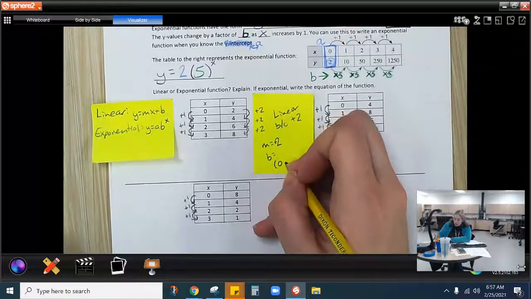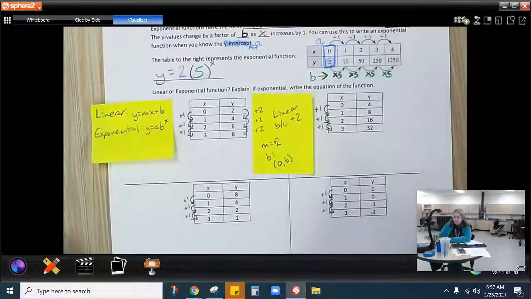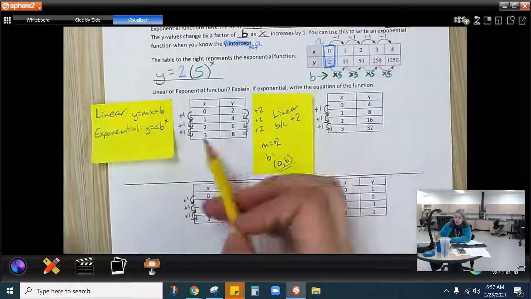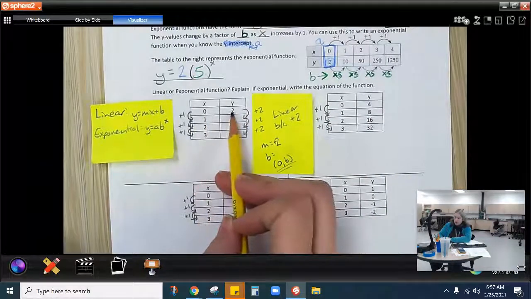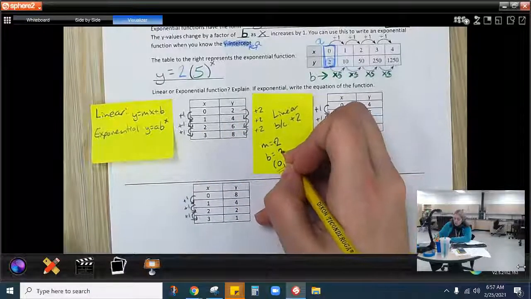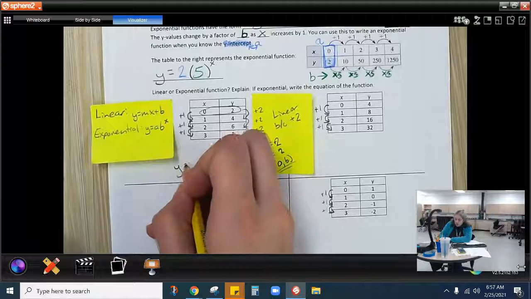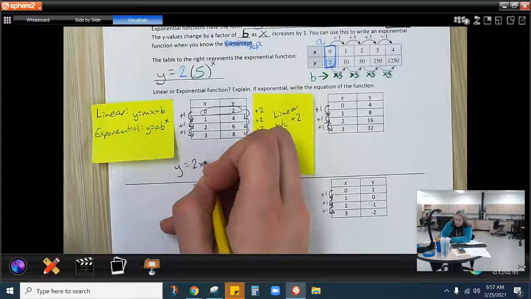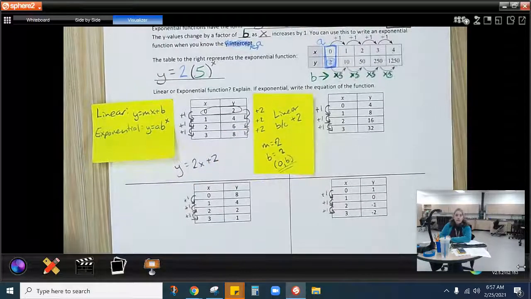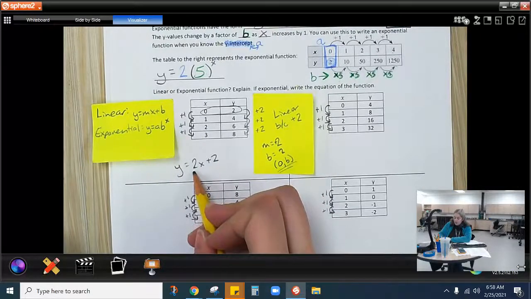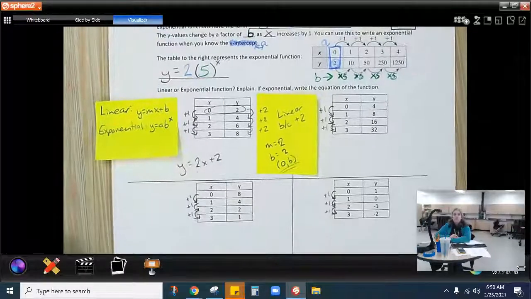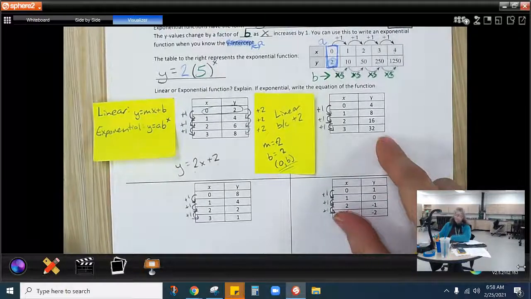And then my y-intercept is wherever I'm starting. Remember, that's going to be a point (0, b). So in this case, when I look here, I see that my b value is a 2 because I'm starting at the point (0, 2). So that means this equation is y equals 2x plus 2. That's my equation. There's my slope. There's my y-intercept.